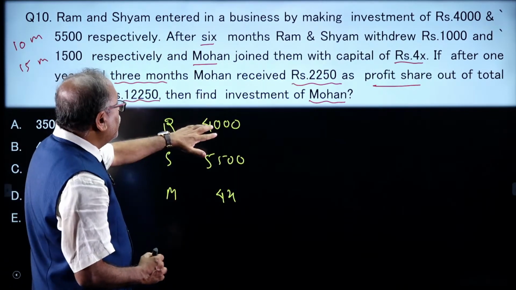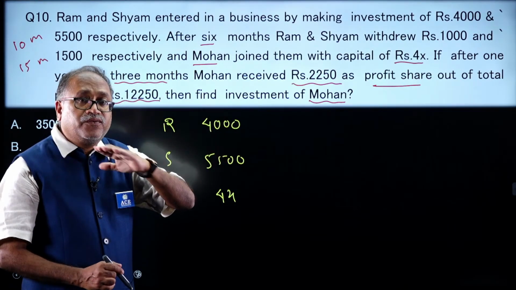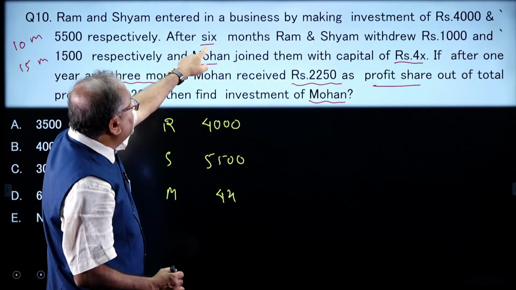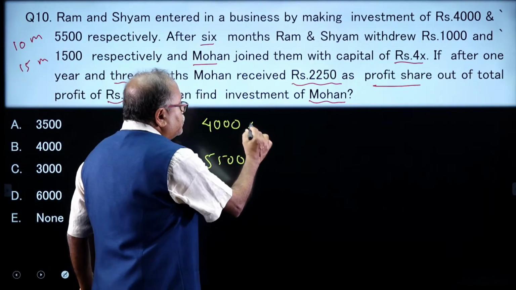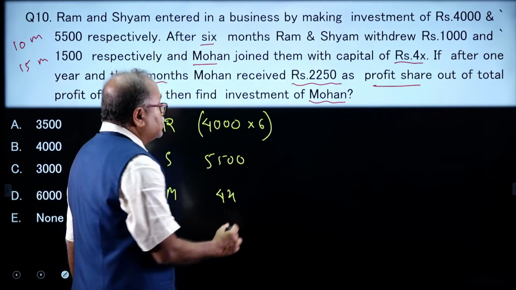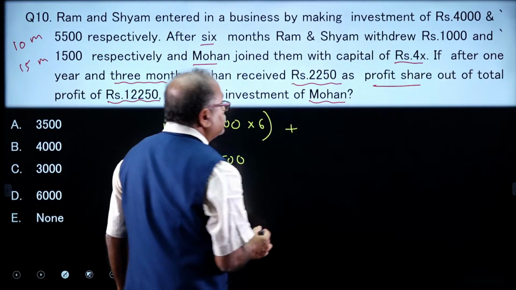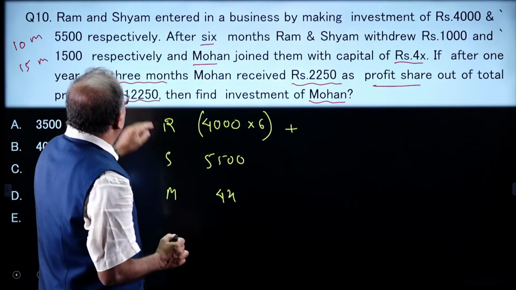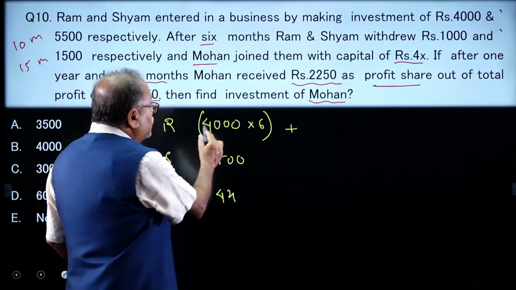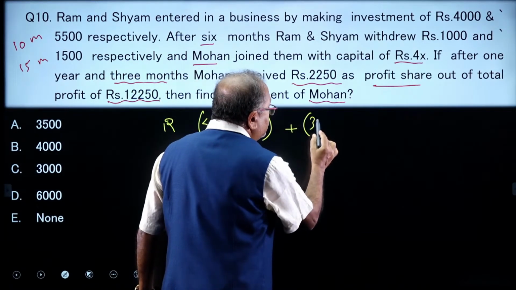Now, for how many months does this 4,000 remain as 4,000? They change the capital after 6 months. So up to 6 months, this was 4,000, so multiply by 6, plus. What happens after 6 months? Ram withdraws 1,000. That means now the capital is 3,000.